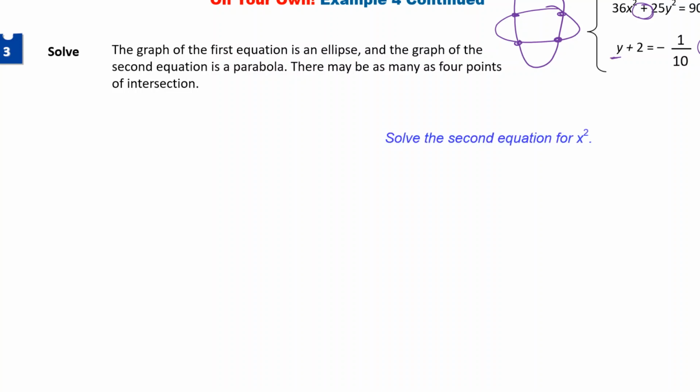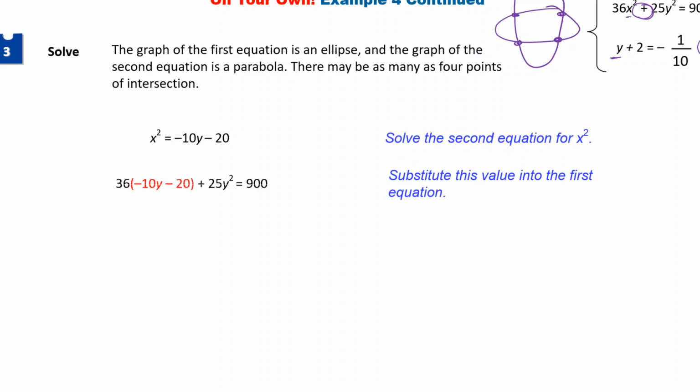So what we want to do is solve the second equation for x squared. That's pretty easy because I have an x squared in both of these. If I solve one for x squared, then I can substitute. So that's an easy solving. x squared equals -10y minus 20. So now I'm going to just substitute that into the first equation. And so there I have substituted it right here. And next I'm going to go ahead and set it equal to 0 and solve.